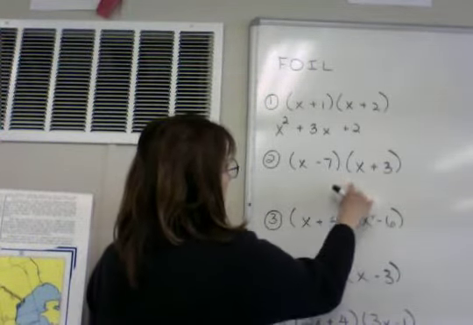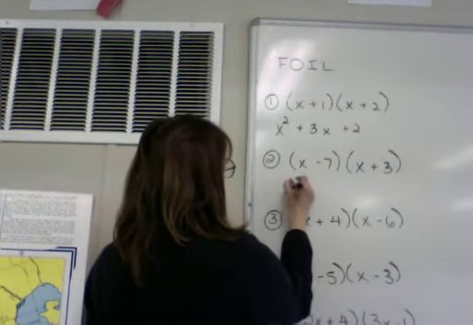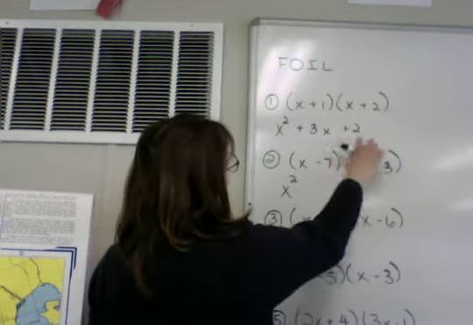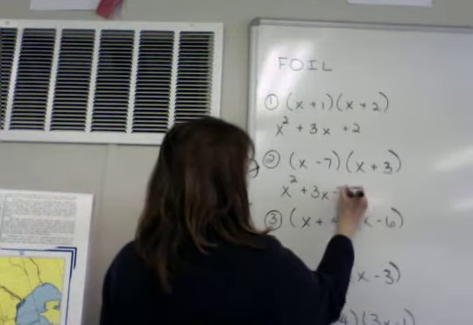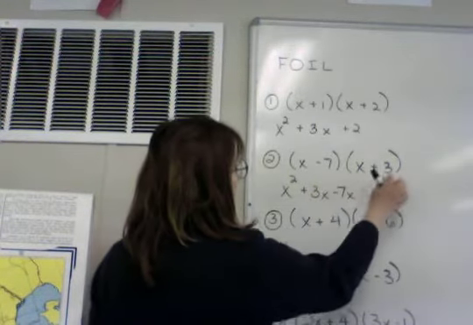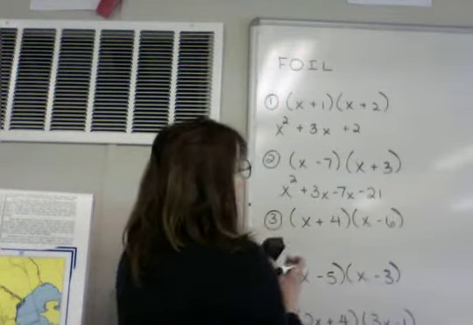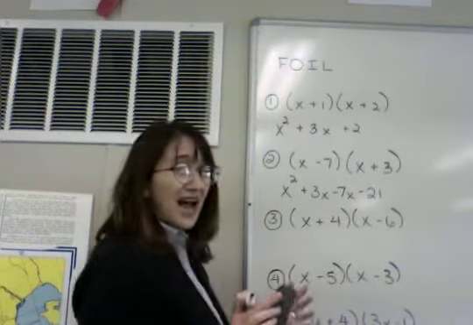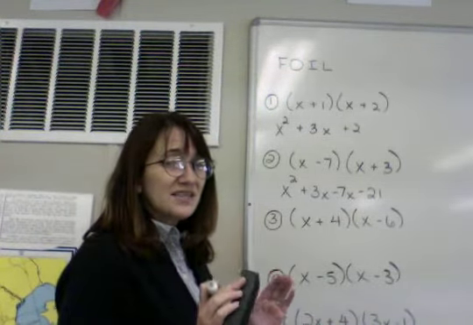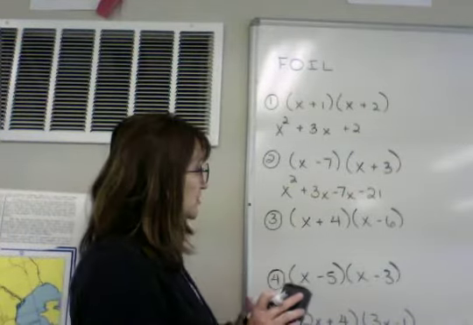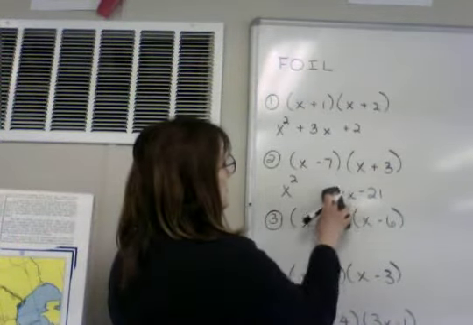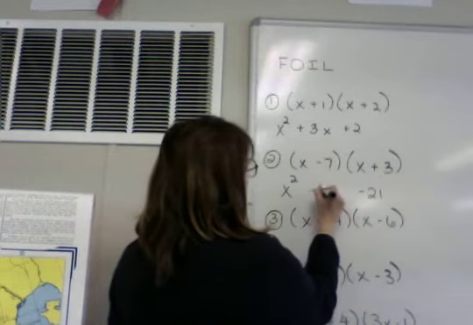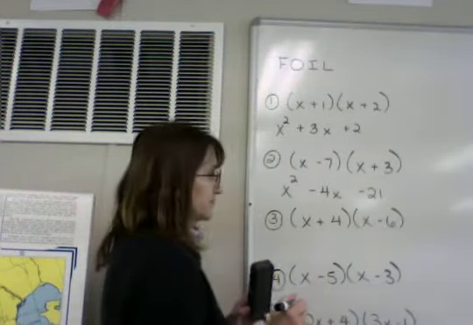So let's multiply these. First term will become an x squared. The outer terms becomes a 3x. The inner term will become a negative 7x. And the last term will become a negative 21. These two are added together. My signs aren't the same, so I'm going to take the sign of the larger absolute value number. That inner term is going to become a negative 4x when I added those together.